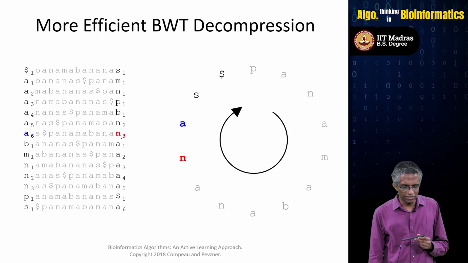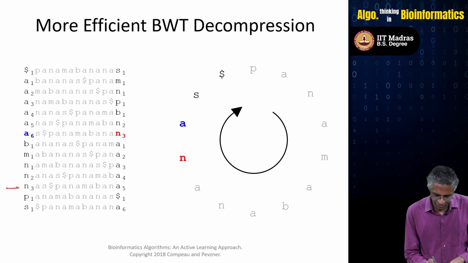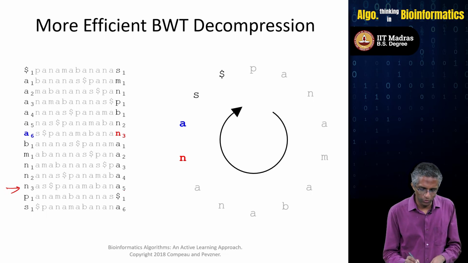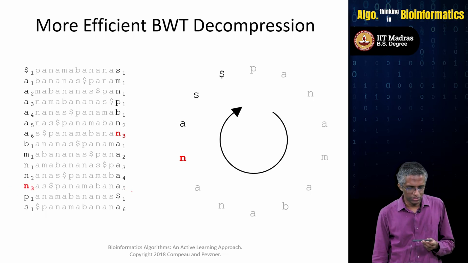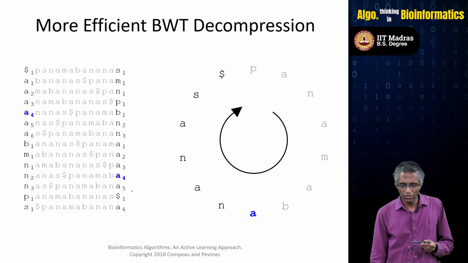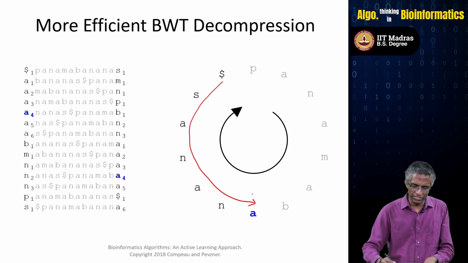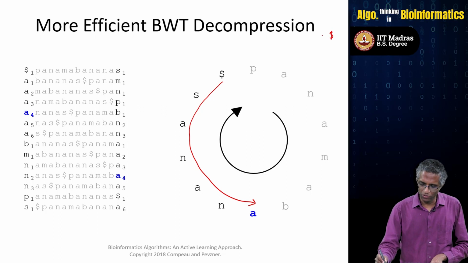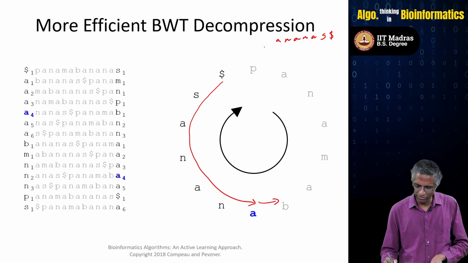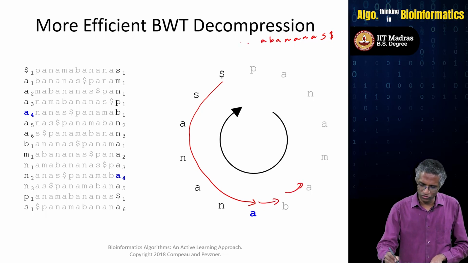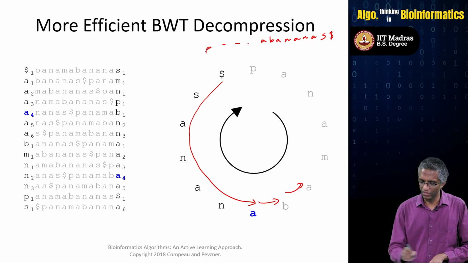So this is this A6. Then I go to N3, right? Then N3 is going to be over here. So before N I'm going to get an A, right? So this is N3. Then I have an A5. And A5 is here. I will get an N2. N2 is here. I will get an A4. And so you can see that I'm reconstructing the string in the reverse direction. Once I write everything down, I'll have a dollar S A N and the blue A here. Then I will get a B. Then I will get an A, and so on, all the way till P, and I will get Panama bananas.